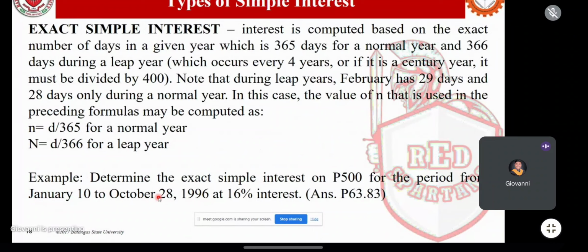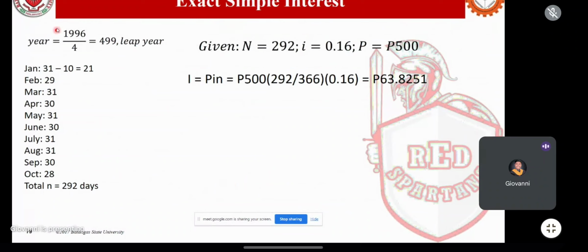So how do we identify kung ilang days in a month? For this part, first muna natin, ang gagawin natin for exact simple interest is to identify kung siya po ba ay leap year. Again, ang ating consideration, when we divide a year by 4 and an exact number ang lumabas, siya ay leap year. So 1996 divided by 4 is equals to 499, kaya siya ay leap year.